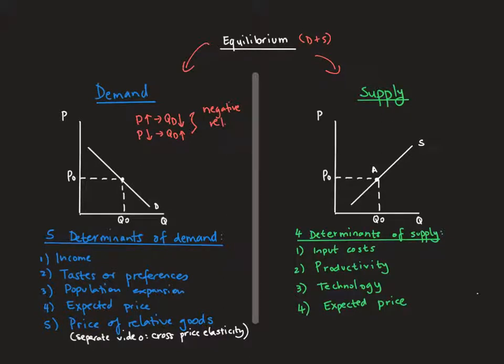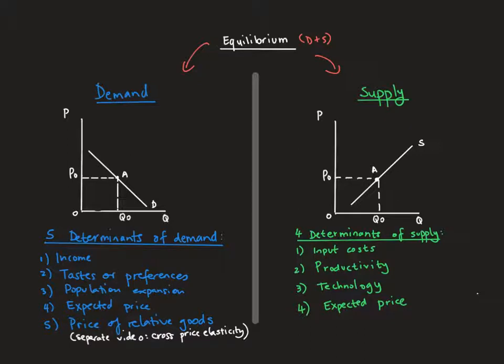We also know that the only thing that causes a move along the curve is when prices increase or decrease. For example, if prices were to increase from P0 to P1, quantity demanded would drop. So if we show this increase from P0 to P1, quantity demanded will decrease from Q0 to Q1, causing a move along from point A to point B.